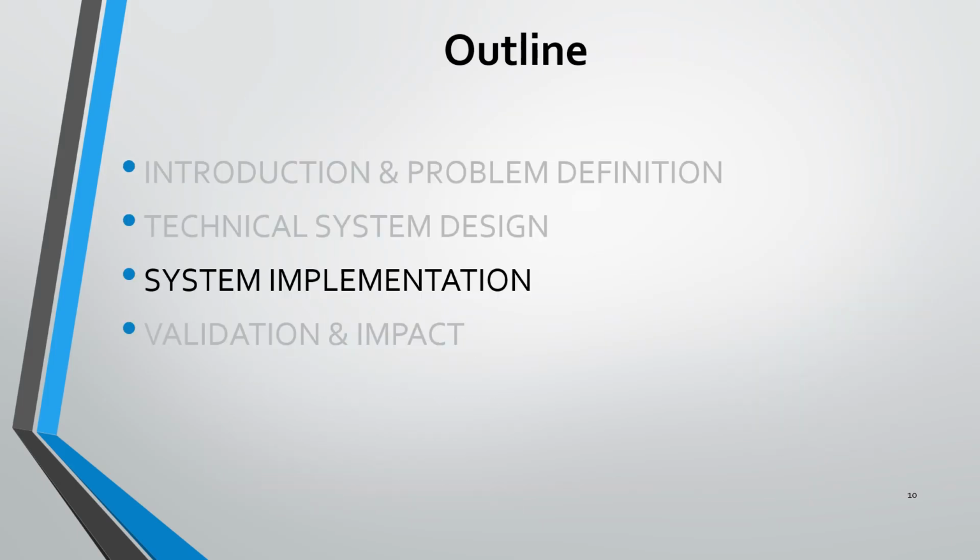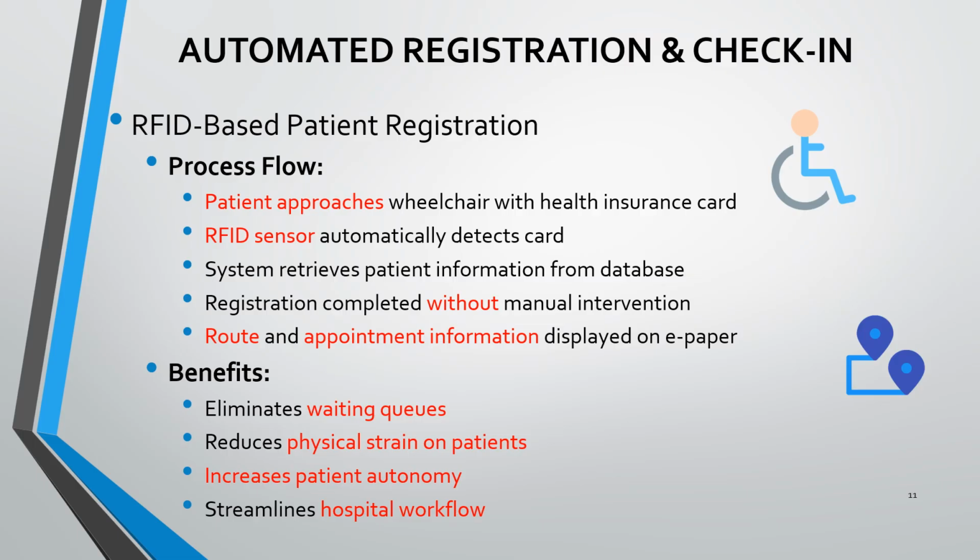Now we will show the system implementation in our research. The study used automated registration and check-in. We use RFID-based patient registration. There are 5 processes below, and we have 4 benefits. For example, eliminate waiting queues, reduce physical strain on patients, increase patient autonomy, and streamline hospital workflow.